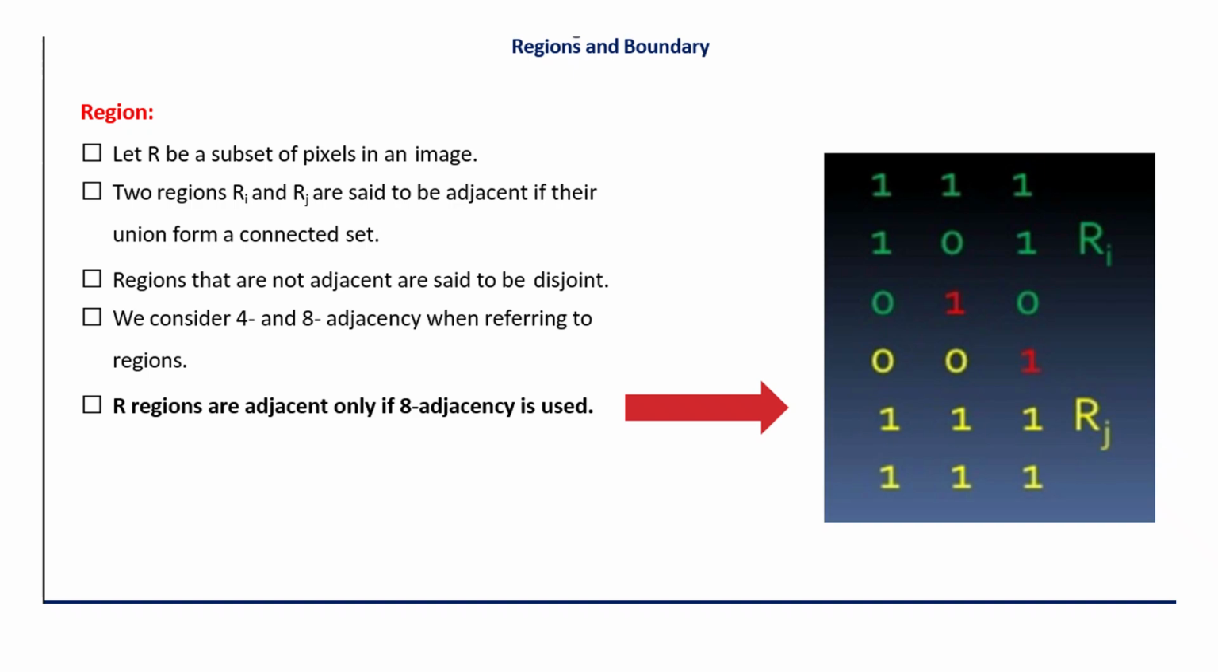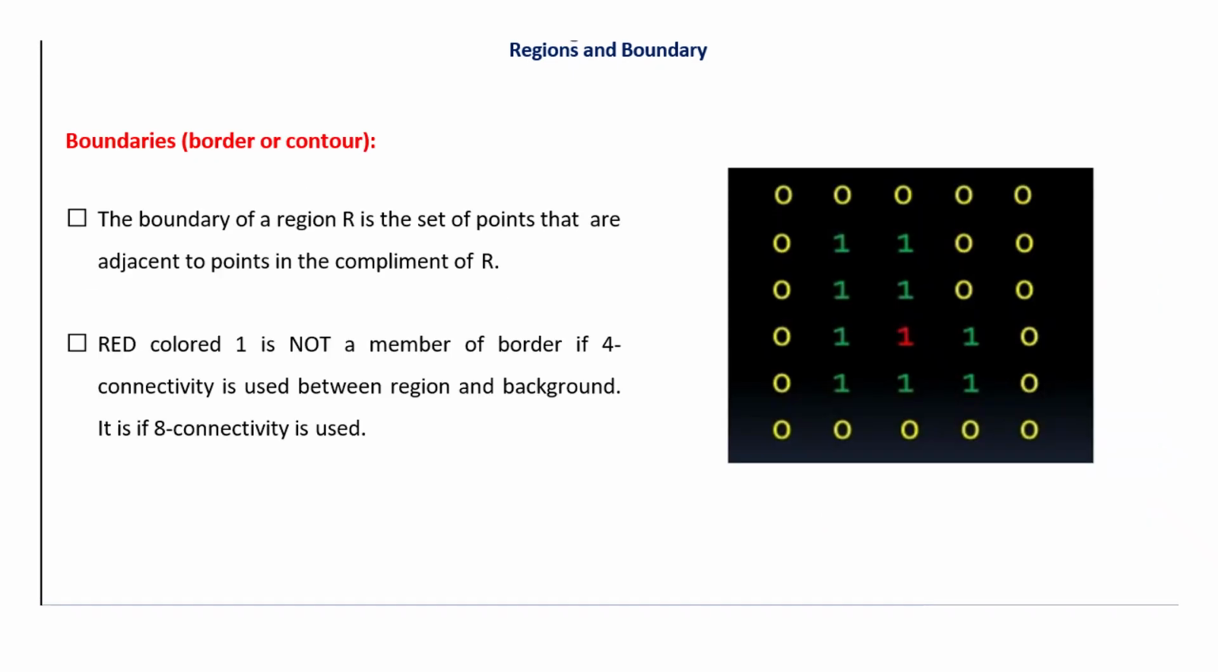Now, regions. Let R be a subset of pixels in an image. Here, all the green pixels show region I, and all the yellow pixels show region J. The remaining two red pixels do not belong to Ri or Rj. Two regions Ri and Rj are said to be adjacent if their union forms a connected set. Regions that are not adjacent are said to be disjoint. We consider 4 and 8 adjacency when referring to regions. Here the regions are adjacent only if 8-adjacency is used.